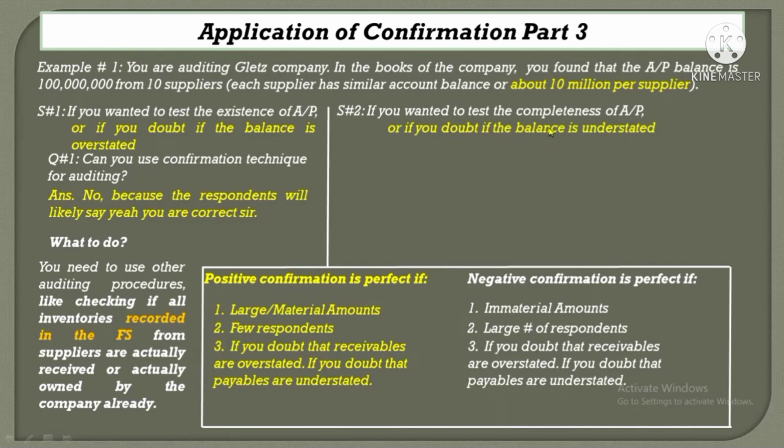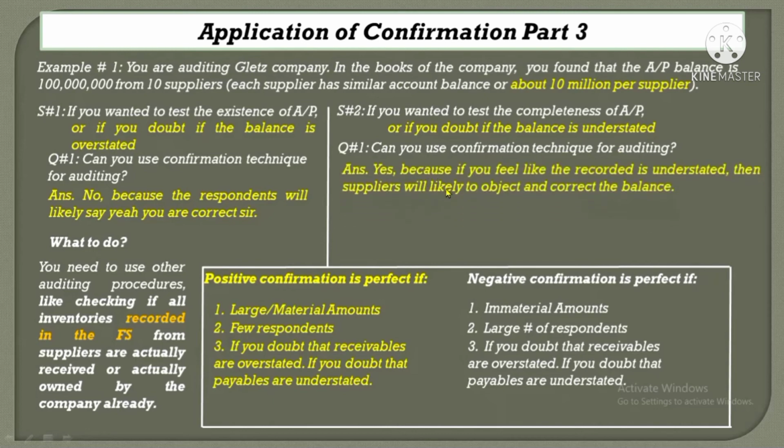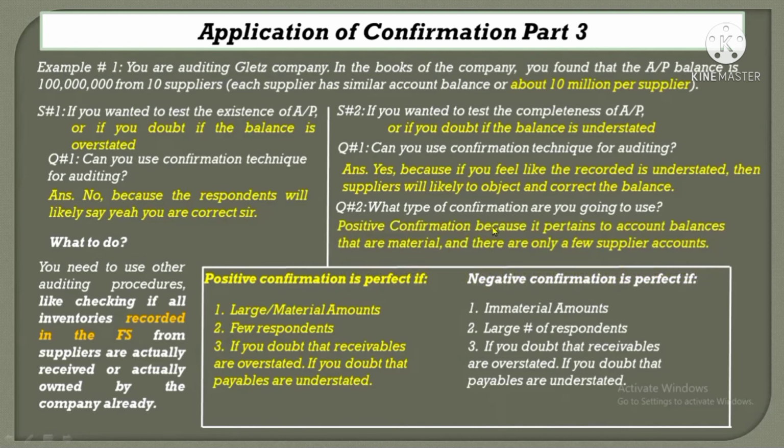But in scenario number 2, if you wanted to test the completeness of the accounts payable, or in simple terms, if you doubt that the balances are understated, the same question number 1: can you use the confirmation technique for auditing? Yes. And the second question, what type of confirmation will you use? Of course, positive confirmation letter, because the account balances here in this example are material and there are only a few supplier respondents. But if the amounts per supplier are immaterial and the supplier respondents are too many, then negative confirmation will be used.